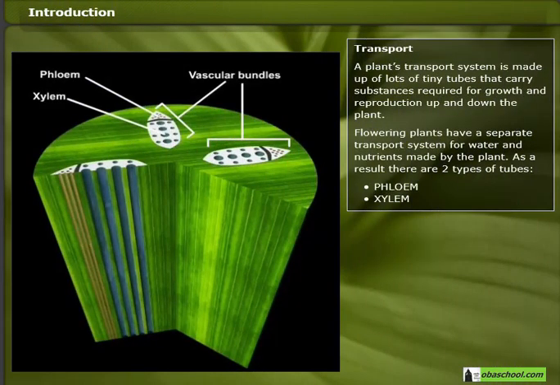Introduction. A plant's transport system is made up of lots of tiny tubes that carry substances required for growth and reproduction up and down the plant. Flowering plants have a separate transport system for water and nutrients made by the plant. As a result, there are two types of tubes, phloem and xylem.